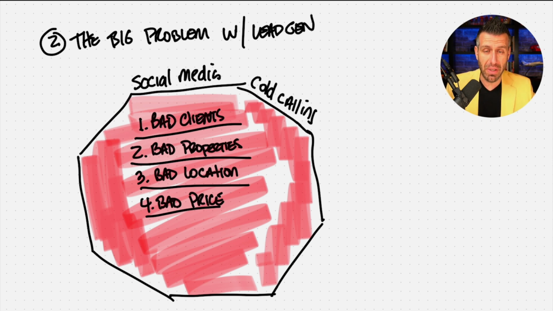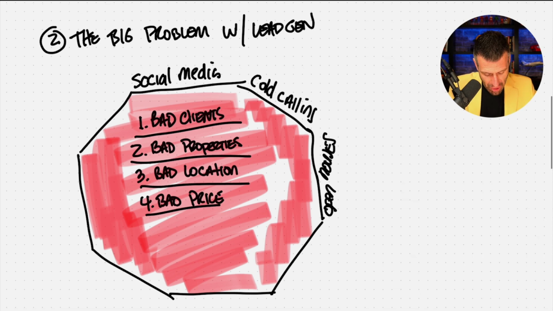Maybe you get to pick the location, but then price point becomes an issue. Or maybe it's open houses. Again, with open houses, you have no idea who is going to step foot inside of that open house, and so you might not get your ideal clients. You see, all this is an issue with most of these lead generation options.